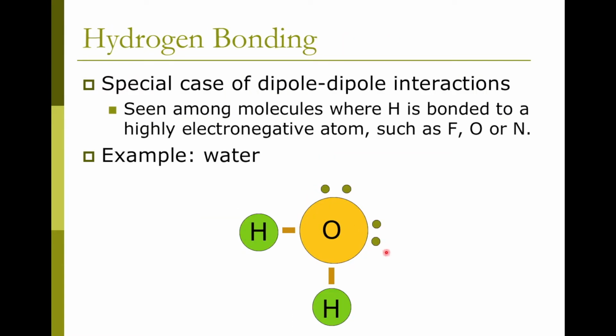So hydrogen bonding is a special case of dipole-dipole interactions. This happens when hydrogen is directly bonded to a highly electronegative atom. There are only three of them: fluorine, oxygen, or nitrogen. So it must have either fluorine, oxygen, or nitrogen to be hydrogen bonding. And that hydrogen has to be directly bonded to one of these.